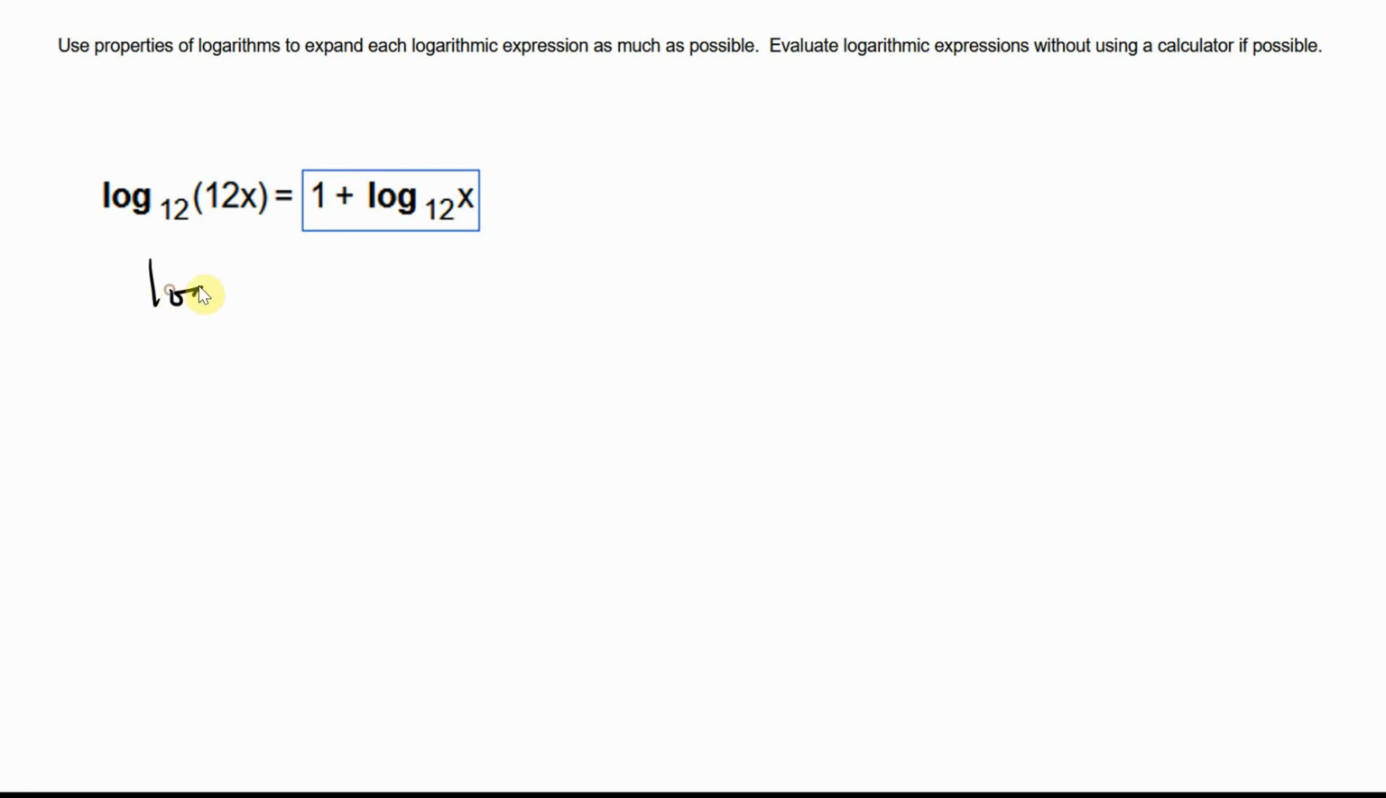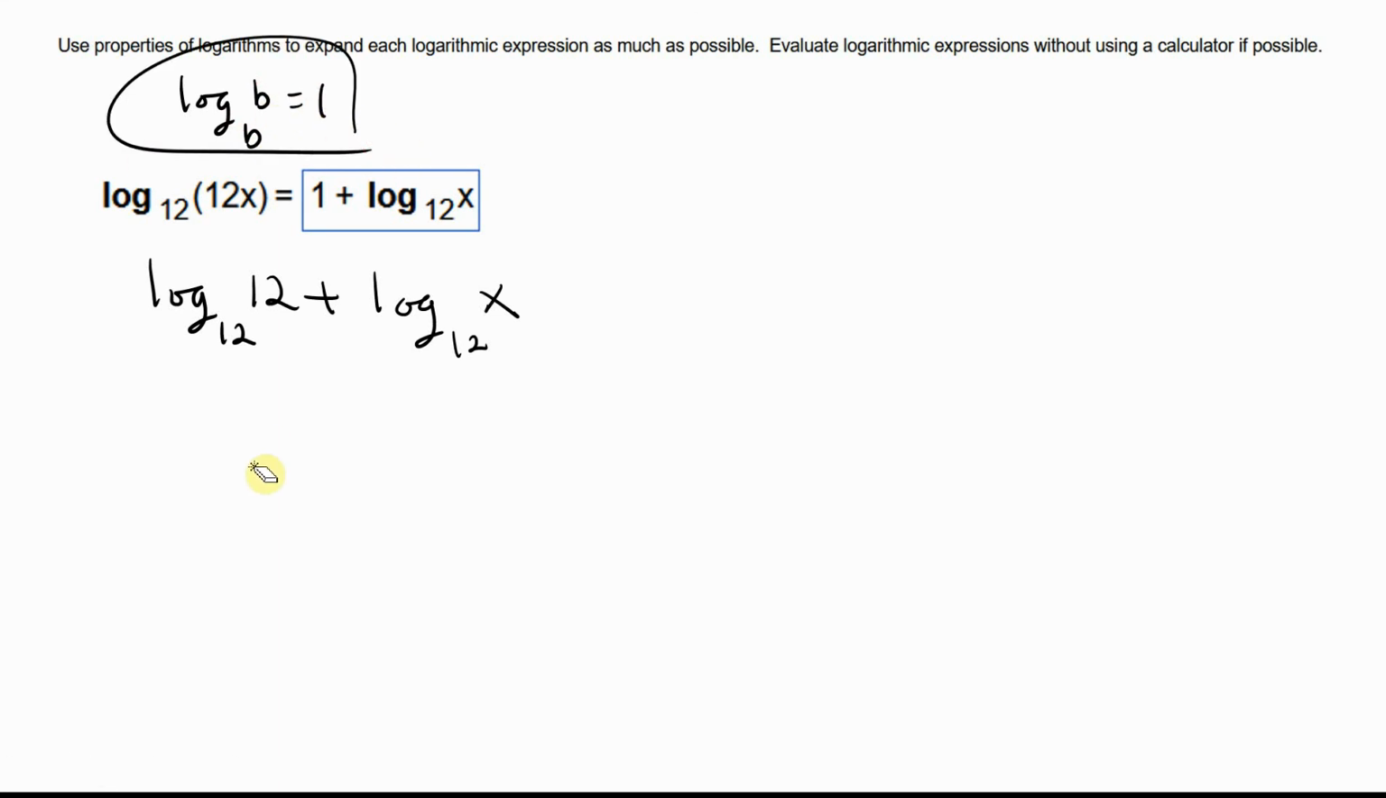All right. Use the property of expansion. This is the log base 12 of 12 plus, since it's times, it becomes the plus of the logs, log base 12 of x. You remember you have a property that log base b of b is equal to 1. So this is just 1 plus log base 12 of x.